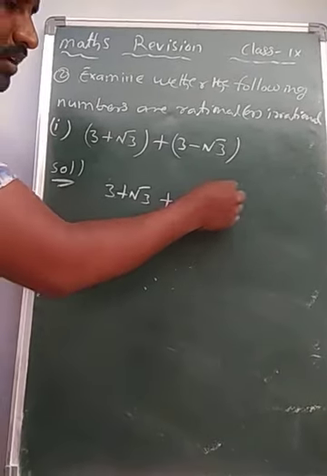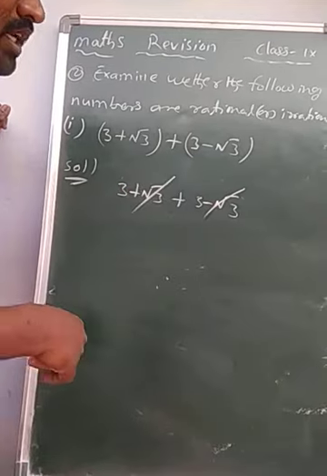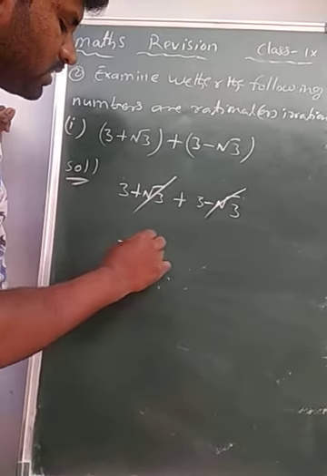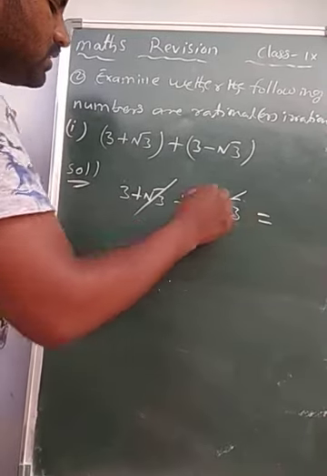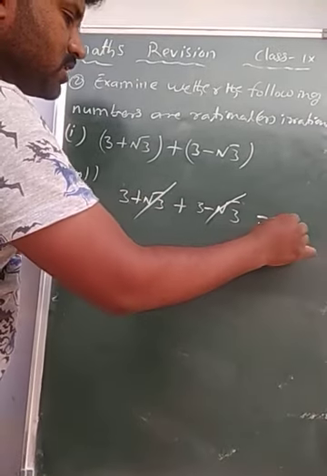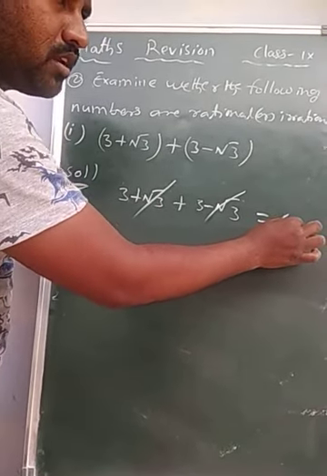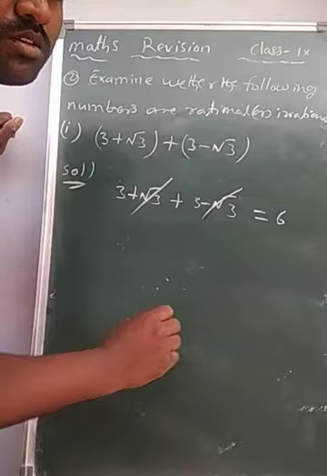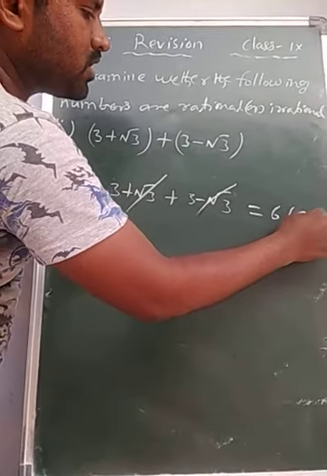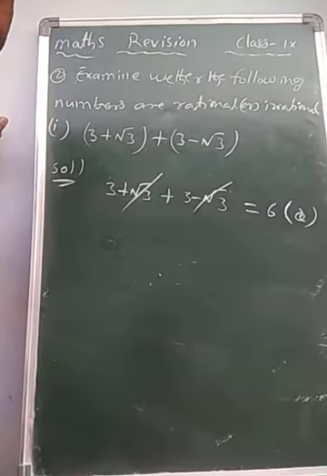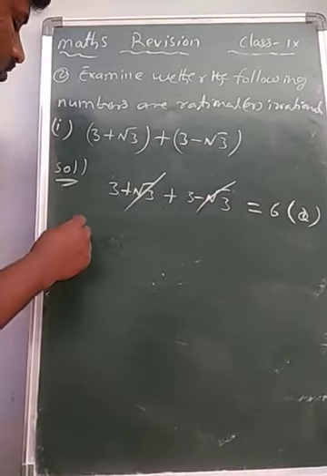See clearly, minus root 3 and plus root 3 cancel. Then we get what? 6. 3 plus 3 is equal to 6. Is 6 a rational number or irrational number? It is a rational number. Is it clear? Now see one more problem.